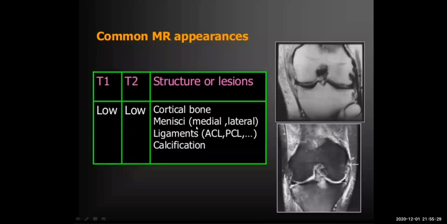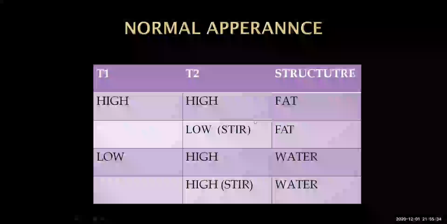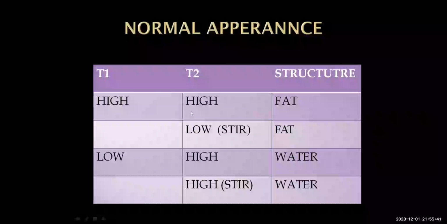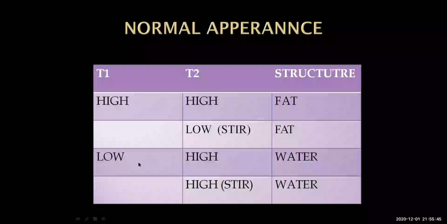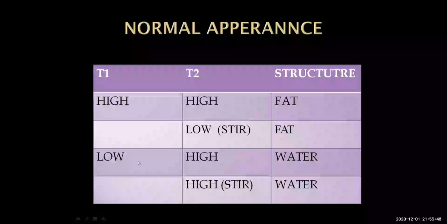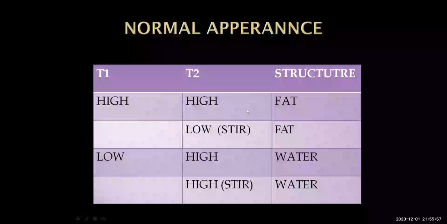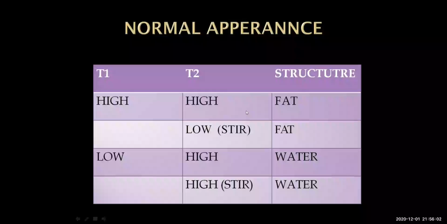Okay. Let's see the normal things that have high intensities in T1 and T2. Fat always has a high intensity in T1 and T2. Water again has high intensities in T2 but low intensity in T1. Meaning fat always appears white. You will always find it in the subcutaneous tissue, in white color. Good. This indicates fat.